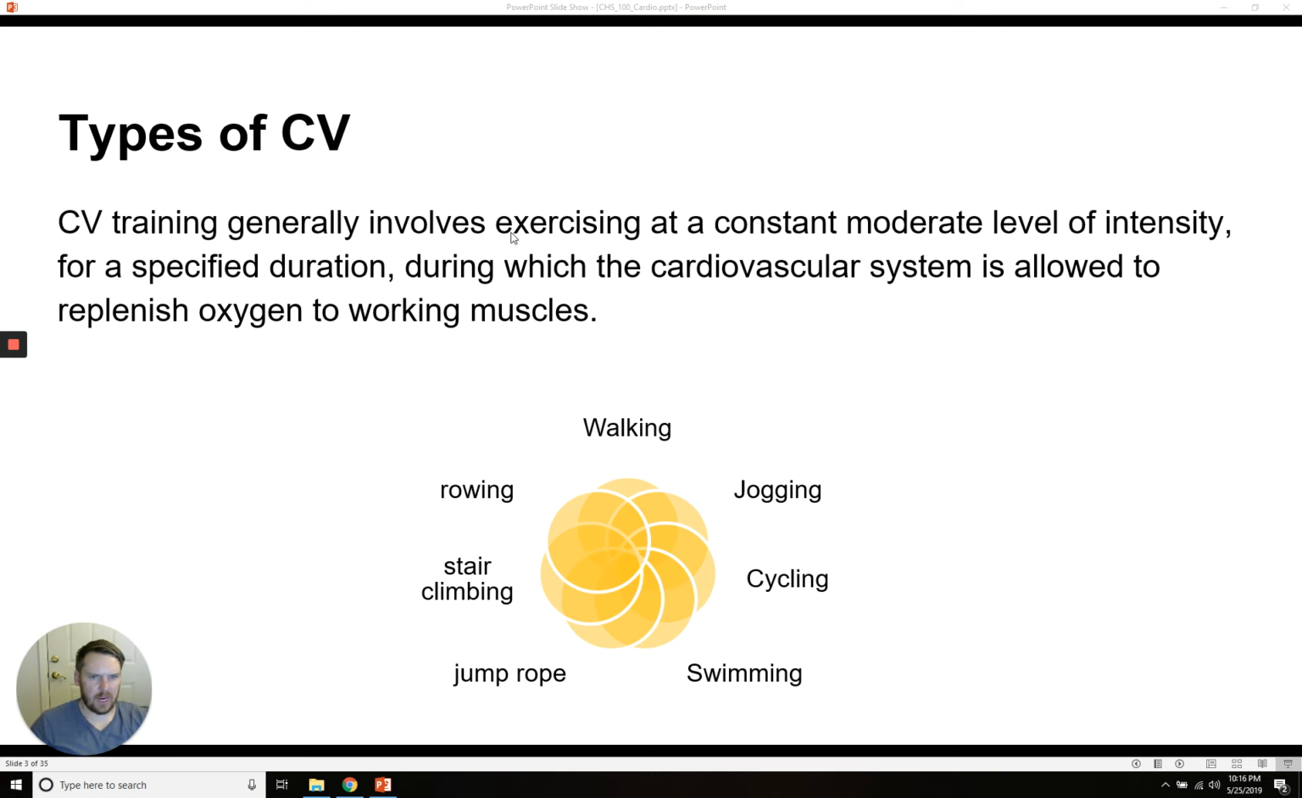So there's a bunch of different types of cardiovascular training. Here I have some of the most common ones. Typically, when we talk about cardiovascular training, we talk about a constant, moderate intensity type of training. A lot of times, though, also we have other types such as interval training, and we'll discuss that a little bit later on in this lecture. But typically, cardio is referred to as a moderate level intensity done on a variety of different modes, such as walking, rowing, stair climbing, jump rope, swimming, cycling, jogging. These are all some of the main types.